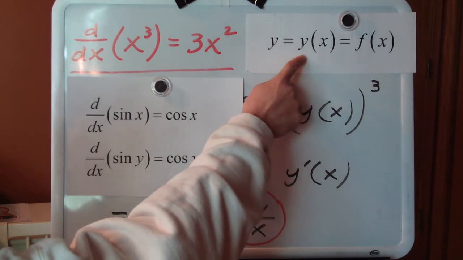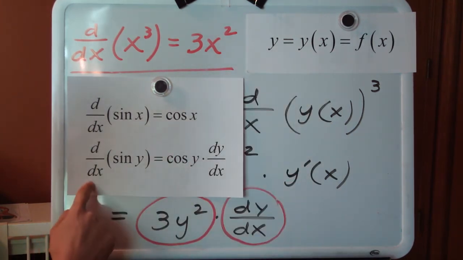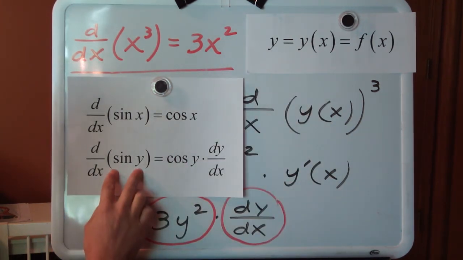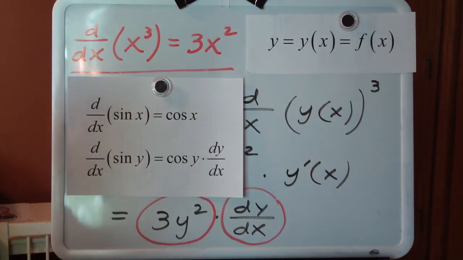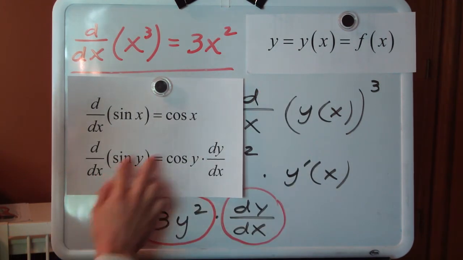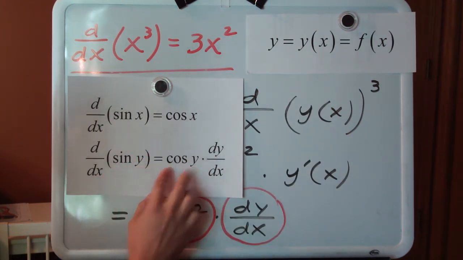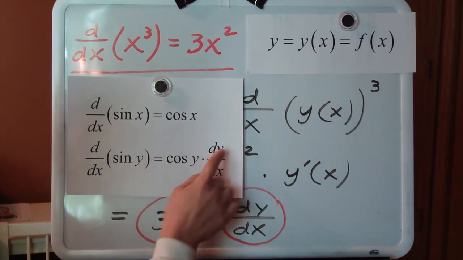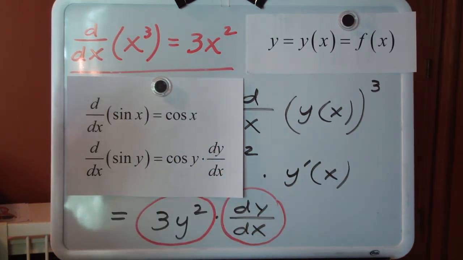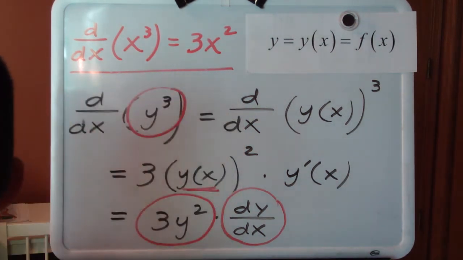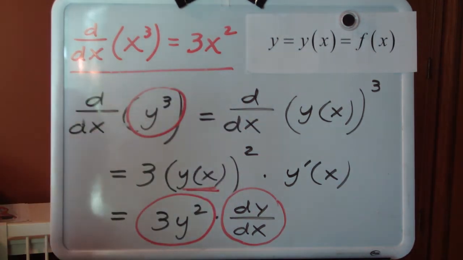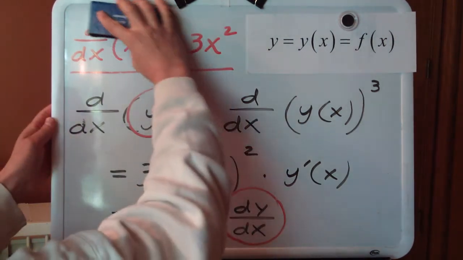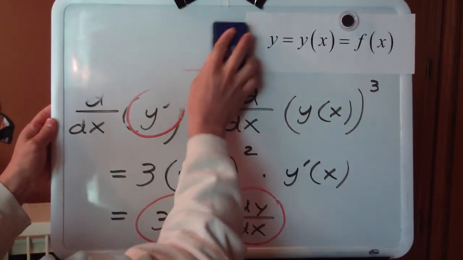So if you use this assumption here, if you have to differentiate the sine of y, we're going to treat y as a function of x. So the derivative of the sine of y is cosine of y, very similar, but y is dependent on x, so you multiply by y prime or dy dx. So this pattern that you see here is the same thing that you can see right here. So that's basically all there is to implicit differentiation.